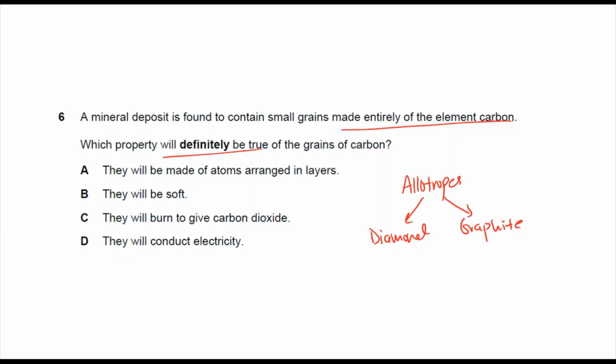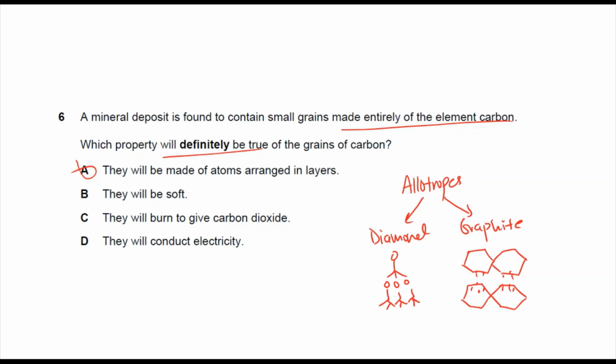So let's look at option A. They will be made of atoms arranged in layers. Well, do you know how diamond and graphite look like? If not, then look here. Diamond is a continuous tetrahedral structure. It goes on like this, continuous. Whereas graphite are these hexagonal layers that have weak intermolecular forces of attraction between them. Over here, there are van der Waals forces. So now looking at these, can you tell me if option A is true for both? Well, the answer is no. It's true for graphite, but it's not true for diamond. So answer A can't be the correct answer.